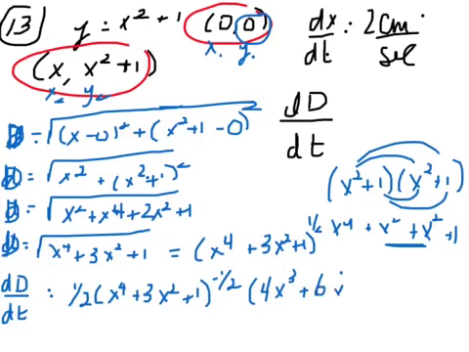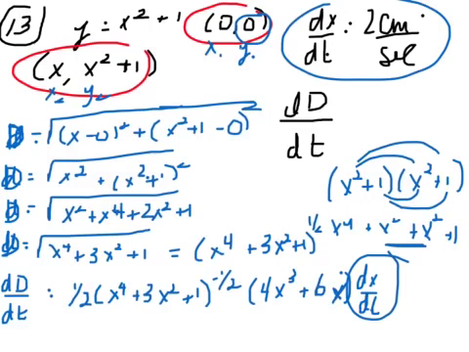But then again, we don't know what that derivative is with respect to time. So each one of those variables would have a dx/dt. I'm just going to put it after it instead of putting 4x cubed dx/dt plus 6x dx/dt. One of the reasons I'm doing that is I know what dx/dt here is, and if I keep it on the outside there, I can replace this right here with 2 centimeters per second.